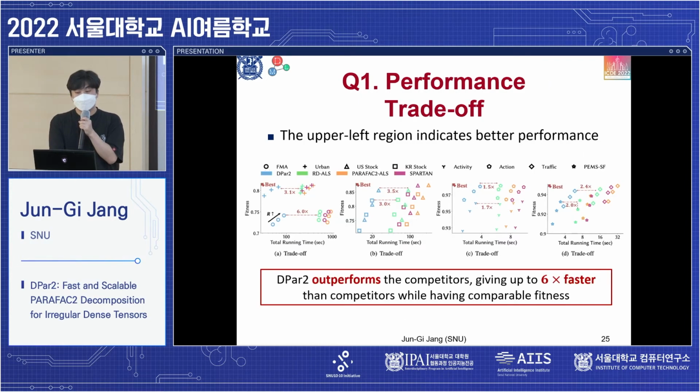The first experiment is about the trade-off between running time and fitness on 8 real-world tensors. We measure running time and fitness for 3 target ranks, 10, 15, and 20. As shown in the figures, DPar2 outperforms existing methods, providing up to 6 times faster speed than competitors, while having comparable fitness.